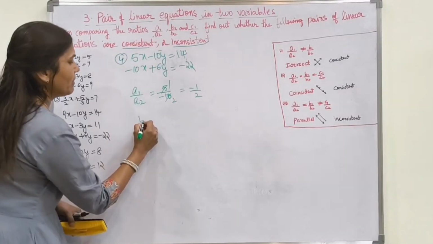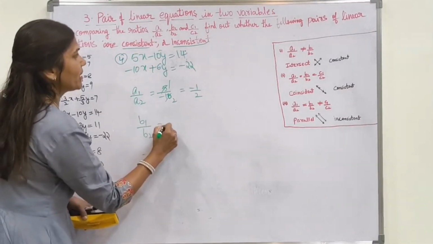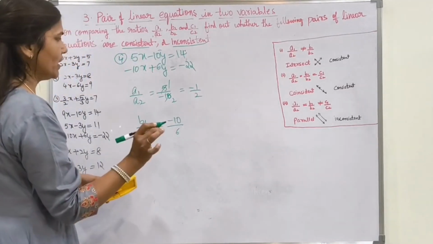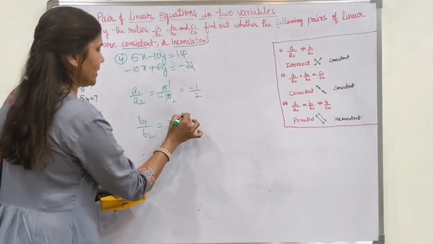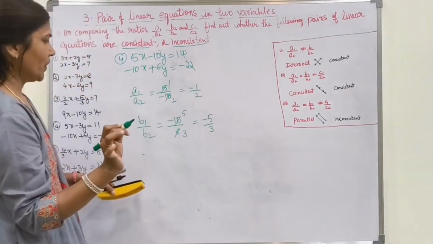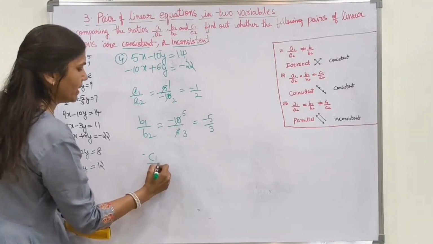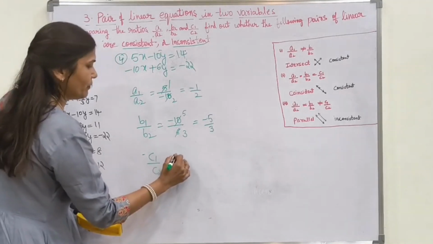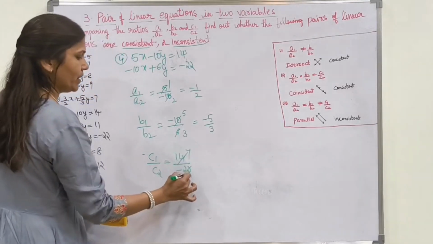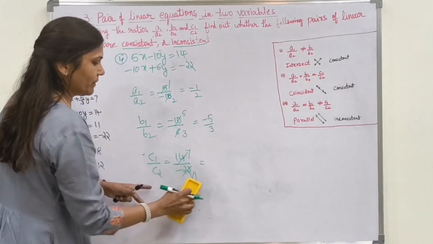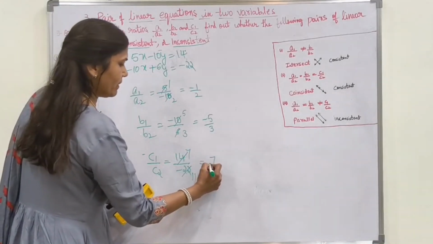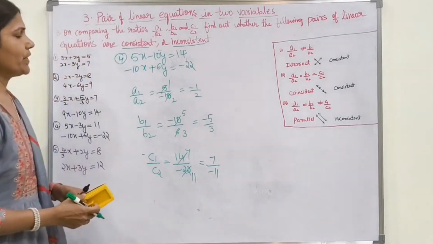So A1 by A2 you are getting minus 1 by 2. Next we will do B1 by B2. B1 means what? Minus 10 by 6. Cancel is possible. 2 5s are 10, 2 3s are 6. What is the answer? Minus 5 by 3. Okay, next we will do C1 by C2. C1 by C2 means 14 by minus 22. 2 7s are 14, 2 11s are 22. So what you will get? 7 by minus 11.